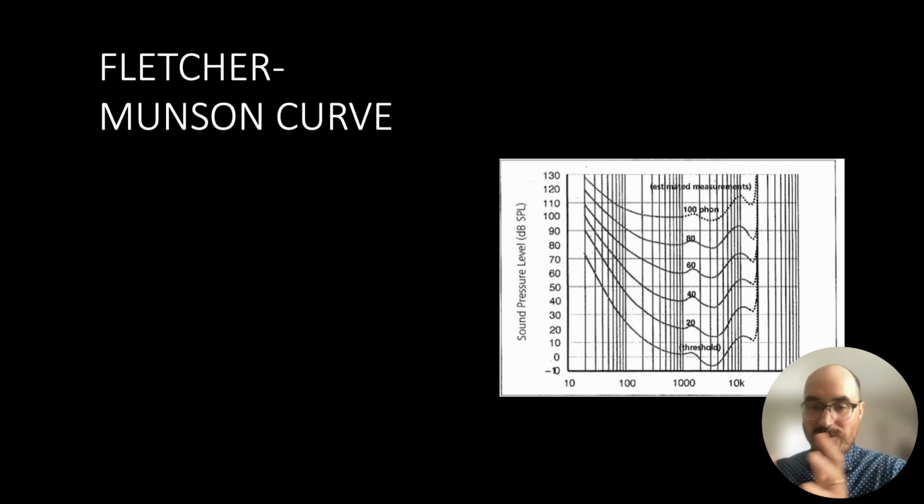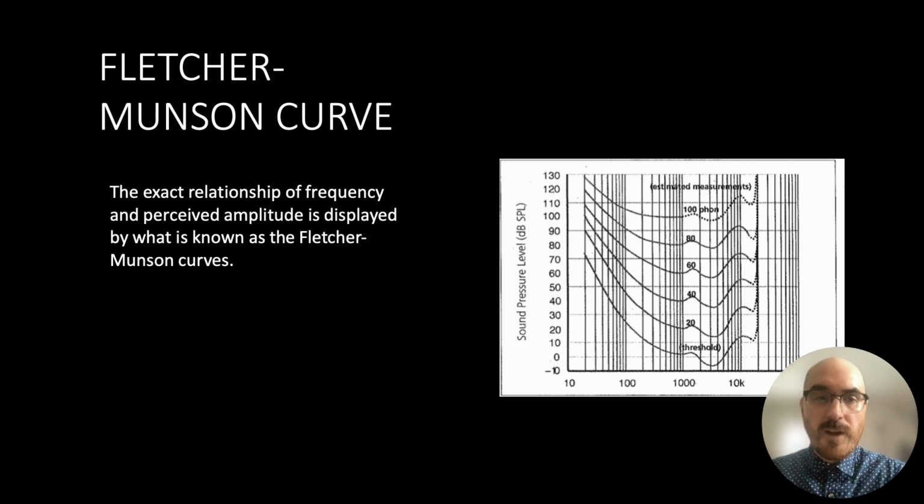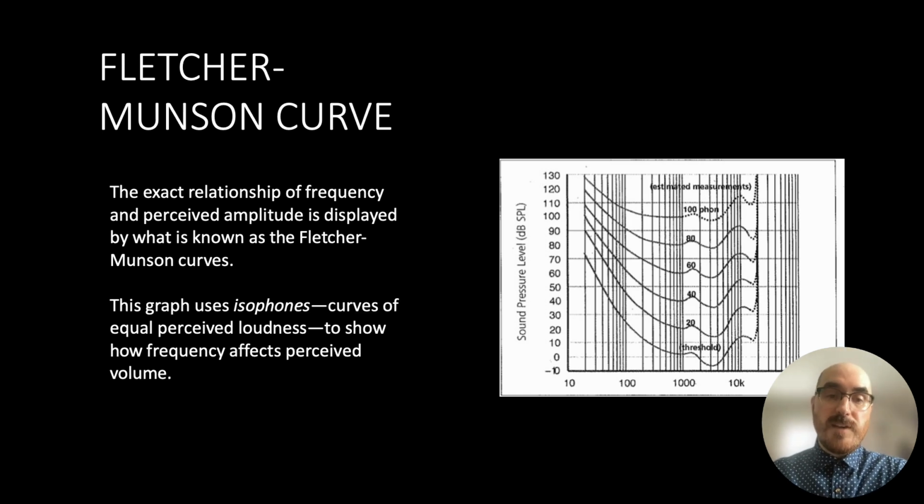So what are the frequency ranges that those animals produce? Or what are the frequency ranges that our mother and father produce when they're talking to us as a child, right? Our ears are fine-tuned to pick up those frequencies more carefully and reject the sounds of geological movements that are below 20 hertz, or the sounds of a certain bird that only produces a certain high frequency. So the exact relationship of frequency and perceived amplitude is displayed on what is known as the Fletcher-Munson curve. The graph uses isophones, curves that show equal perceived loudness, to show how frequency is affected by volume.